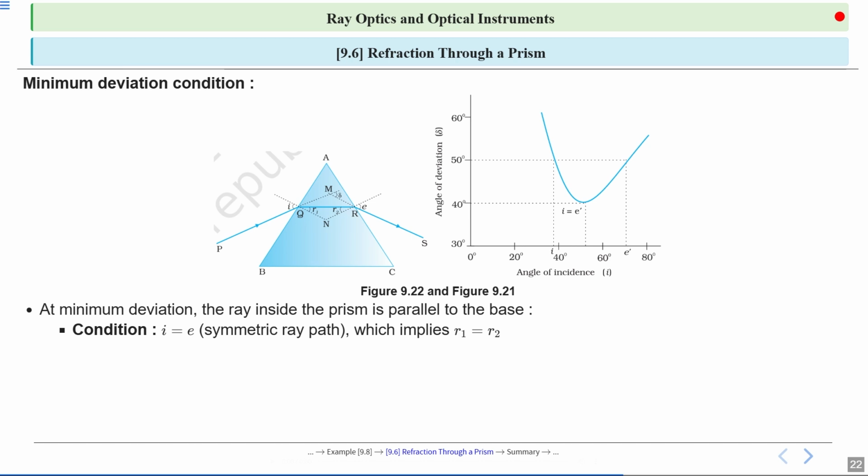The condition for minimum deviation is when the angle of incidence equals the angle of emergence, denoted as I equals E. This symmetry implies that the angles of refraction inside the prism are equal, R1 equals R2. This is a critical point to remember as it simplifies the analysis of light paths through a prism. Finally, when the angle of deviation is at its minimum, we denote it as delta equals Dm. This is the point where the light path is most efficient through the prism. Understanding this concept is vital for applications involving prisms, such as in spectrometers and other optical instruments.